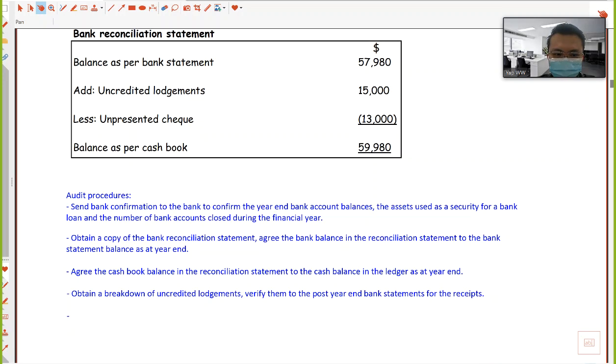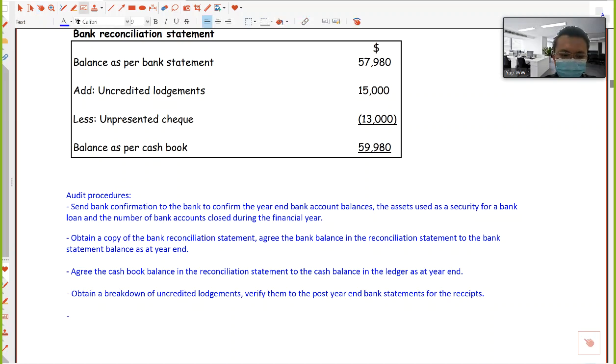The next figure is unpresented check. Okay, unpresented check means I have made the payment from my cash book, but supplier not yet received the money. So the money is still inside my bank statement. It's still inside my bank account. So this money will be cleared after the year end. So I will need to look at the payment in the bank statement after the year end. Yeah, in the bank statement.